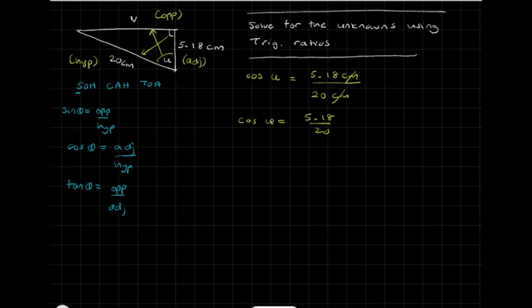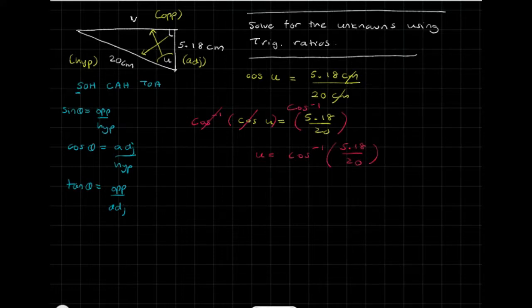And if you want to solve for u, you have to get rid of the cosine. So we do something called a cosine inverse. Okay, and when you take the cosine inverse of cosine, the cosine and cosine inverse cancel out. Now whatever you do to one side of the equation, you have to apply to the other side. Keep it consistent. So u is equal to the cosine inverse of 5.18 over 20.